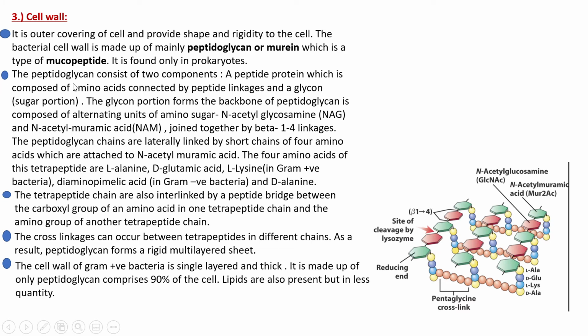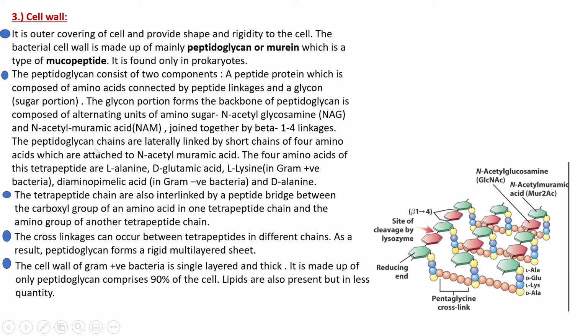The peptidoglycan consists of two components, a peptide or protein portion, which is composed of amino acids connected by peptide linkages, and a glycan or the sugar portion. The glycan portion forms the backbone of peptidoglycan. It is composed of alternating units of amino sugar N-acetylglucosamine, the red color, and N-acetylmuramic acid, the green color. They are joined together by beta-1,4 linkages.